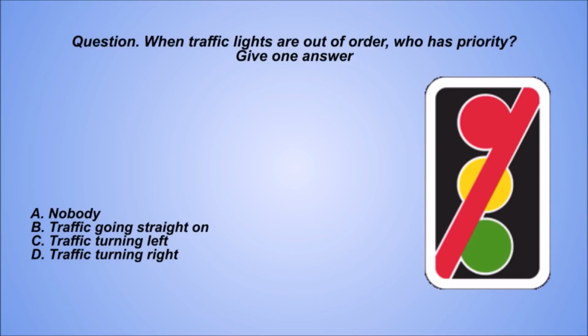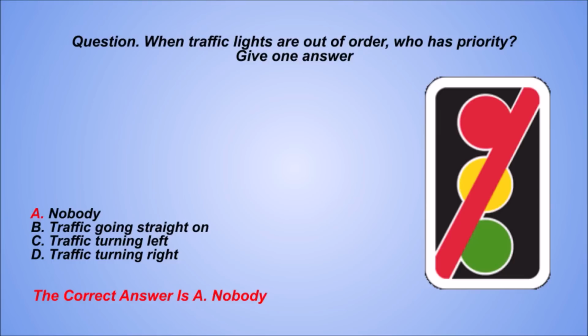Question: when traffic lights are out of order, who has priority? Give one answer. A. Nobody. B. Traffic going straight on. C. Traffic turning left. D. Traffic turning right. The correct answer is A.